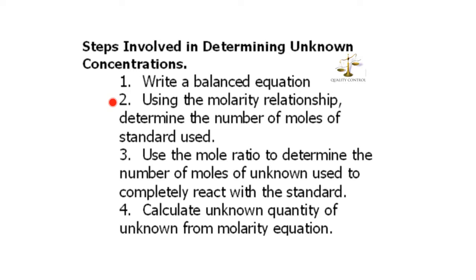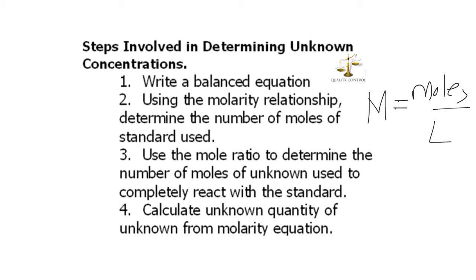You would use the molarity relationship, and if you remember, molarity is equal to moles over liters. That'll allow you to figure out the number of moles of the standard used. Then use the mole ratio, remember that's from the balanced chemical equation, to determine the number of moles of unknown used to completely react with the standard. And last, calculate the unknown quantity, again using that molarity equation.